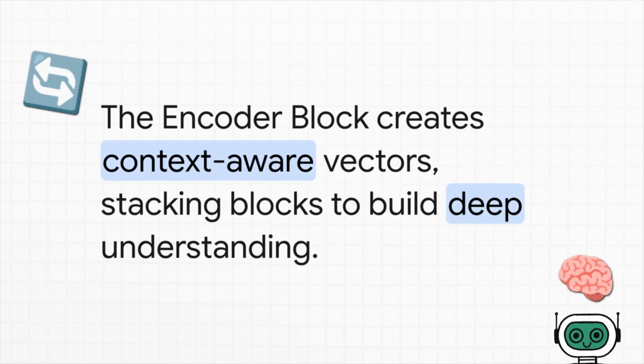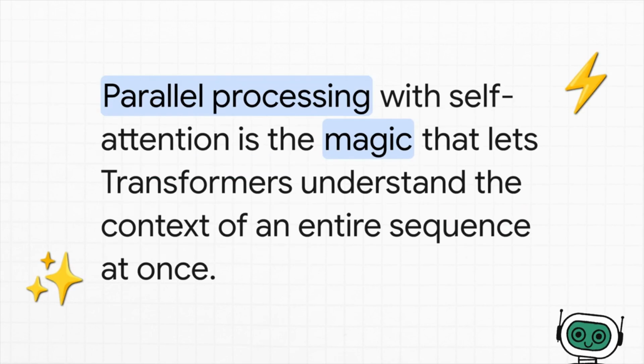The transformer encoder block takes in words, injects positional info, uses multi-head self-attention to figure out relationships, and then stacks these blocks to build up a really deep understanding of the text. And if there's just one thing you take away from this, let it be this. It's the combination of processing everything at once, in parallel, with that clever self-attention mechanism that is the real magic here. That's what lets transformers see the entire context of a sentence simultaneously, breaking free from the limitations of older models. It's the secret sauce.